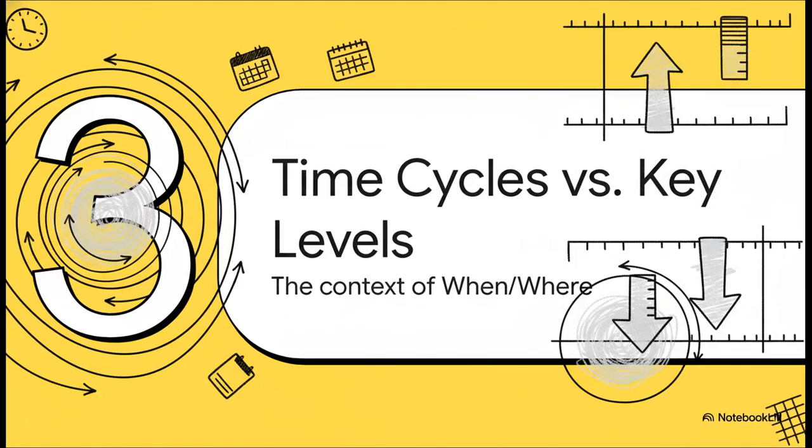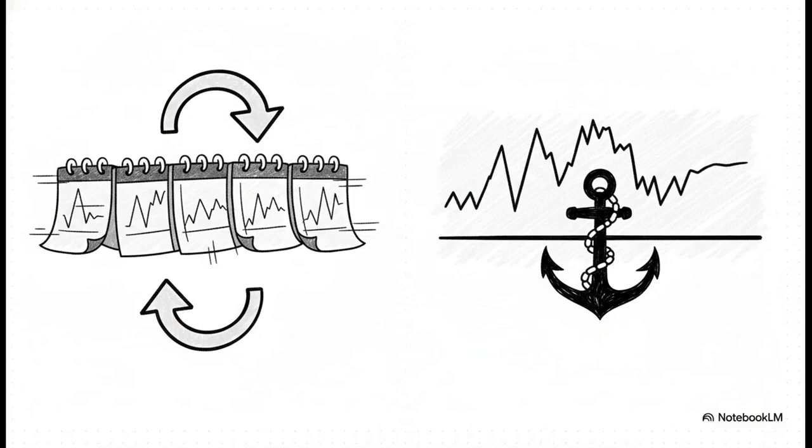Okay, but a pattern by itself isn't the whole story. Now we need to add the other two layers, time and price, the when and the where. And this is a really important point. Time cycles, they're dynamic. They're based on session highs and lows, which change every single day. But key levels, those are fixed. They're calculated from bigger price swings, and they don't move. So you've got these moving targets and these static, concrete levels.